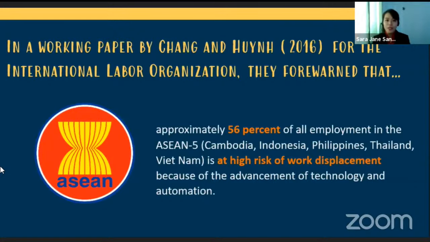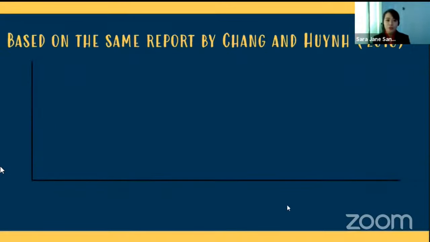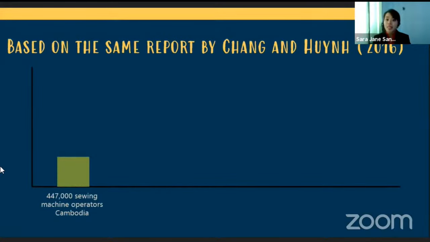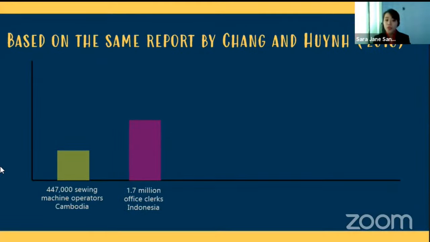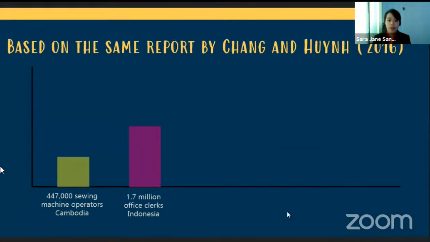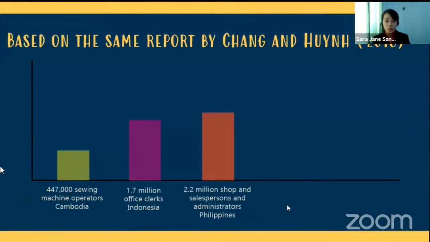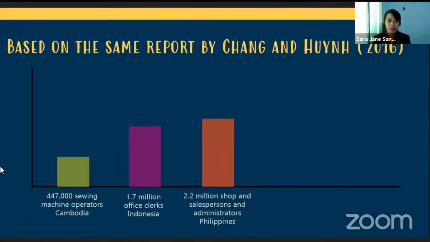Now, based on the same report by Chang and Yoon, 447,000 sewing machine operators in Cambodia. So ito yung mga examples ng careers na medyo maapektuhan. Okay? Are at high risk of displacement. Same with the 1.7 million office clerks in Indonesia and 2.2 million shop and salespersons and administrators in the Philippines. Kasi nga, mostly online na eh. So online selling ng uso sa Pilipinas.